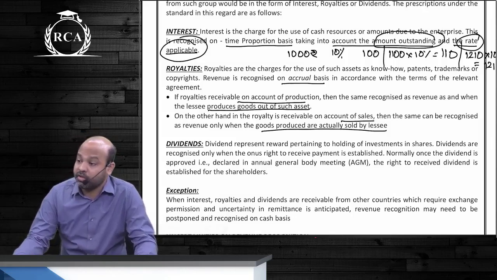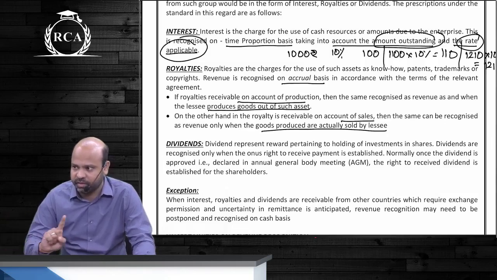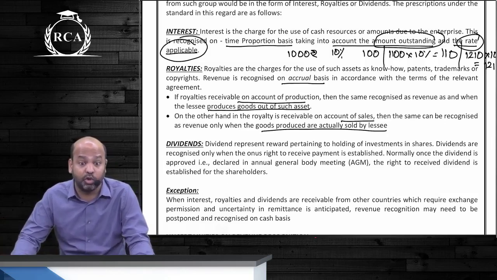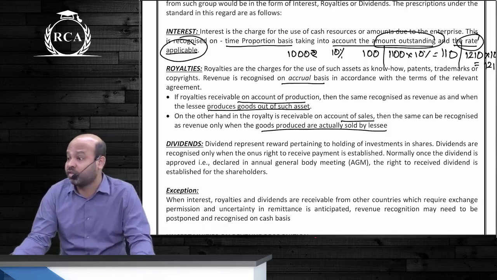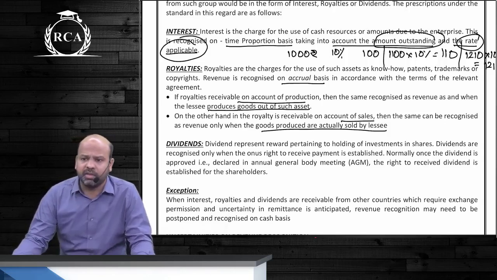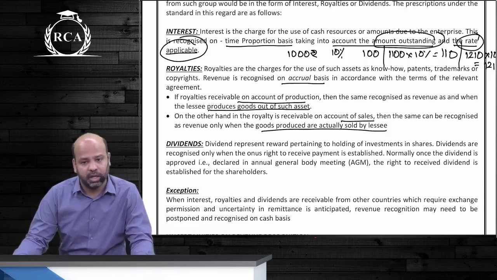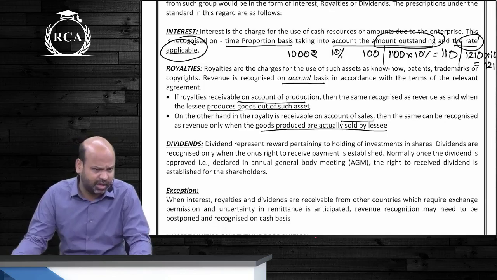Dividends should be recognized only when the right to receive payment is established. There is no accrual basis for dividends. There is no time proportion because you do not have the right to receive a fixed amount of dividend. That is why we are supposed to book dividend only when the right to receive payment is established. And such right will be established usually when the dividend is declared in the general meeting or the board meeting, depending on whether it is interim dividend or final dividend.